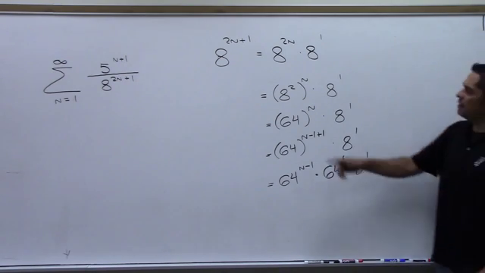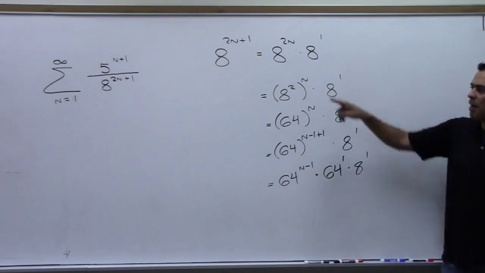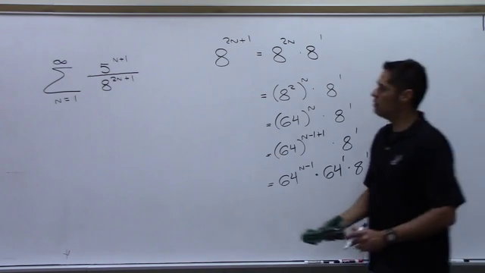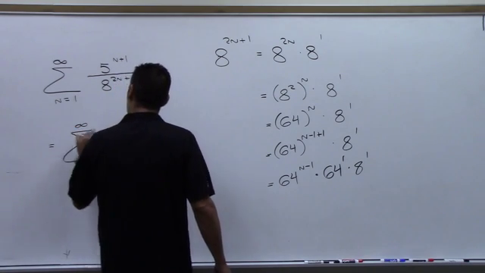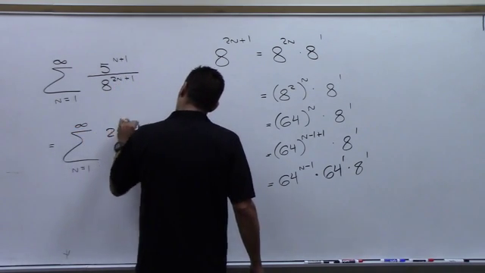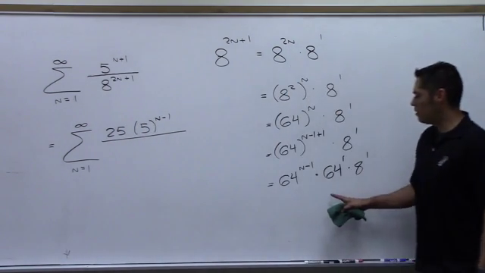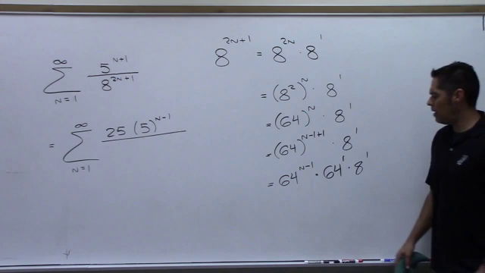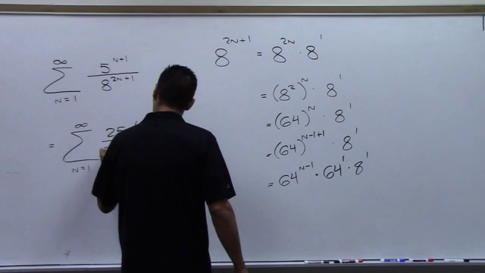I'm going to be able to rewrite the entire denominator as 64 to the n minus 1 times 64 times 8. I'm going to be able to rewrite the entire numerator as 5 times 5 to the n minus 1. Right? No, 5 squared. So this should turn into sum n equals 1 to infinity 5 squared times 5 to the n minus 1 over the bottom, which is this. So 64 times 8 is what? 512? Yeah. Someone verify. I think it is 512.